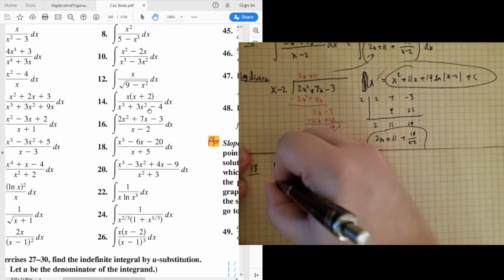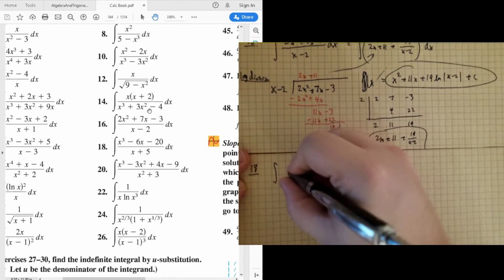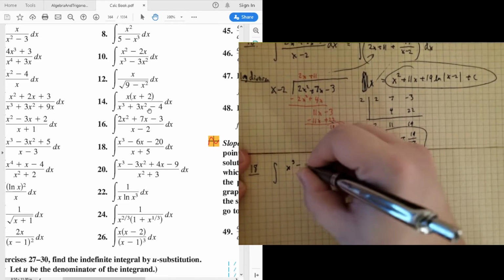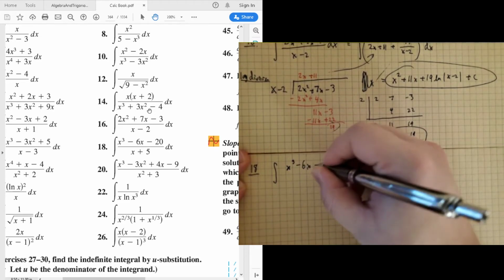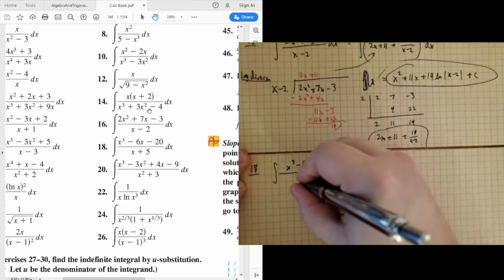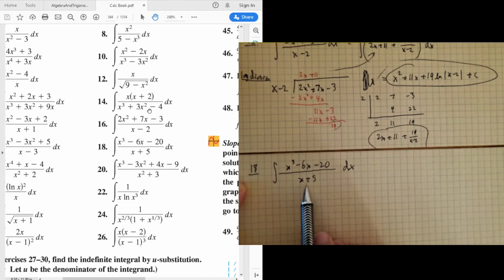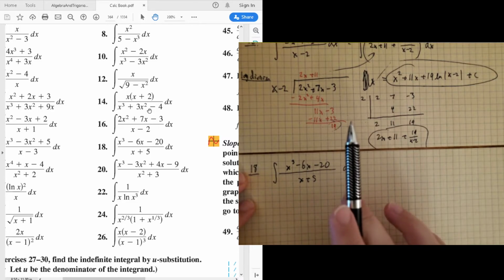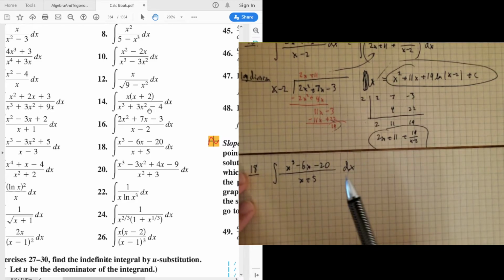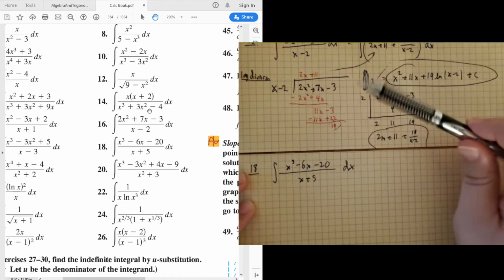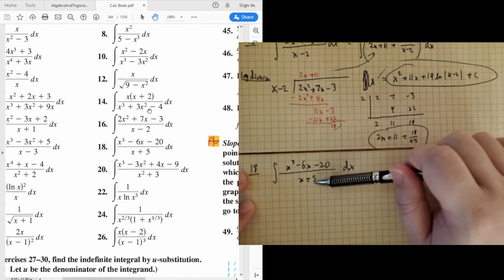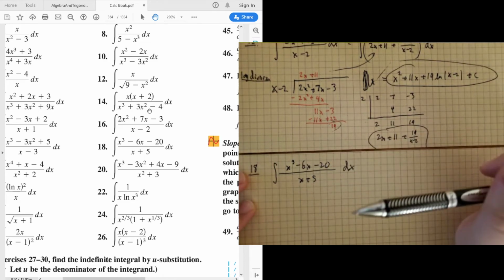We have the integral of x cubed minus 6x minus 20 over x plus 5 dx. I see here my bottom has a lower degree than my top. So this is a prime candidate to do integration by using a long division first. Now, if I was to choose some u's, like let's say I was to choose the bottom to be u, it doesn't work. If I choose the top to be u, it doesn't work.